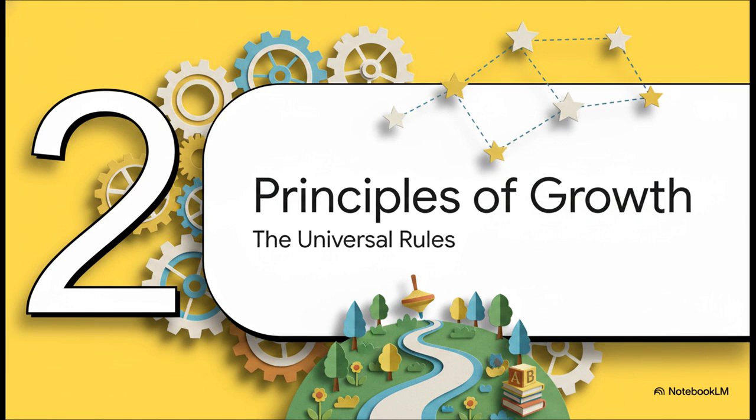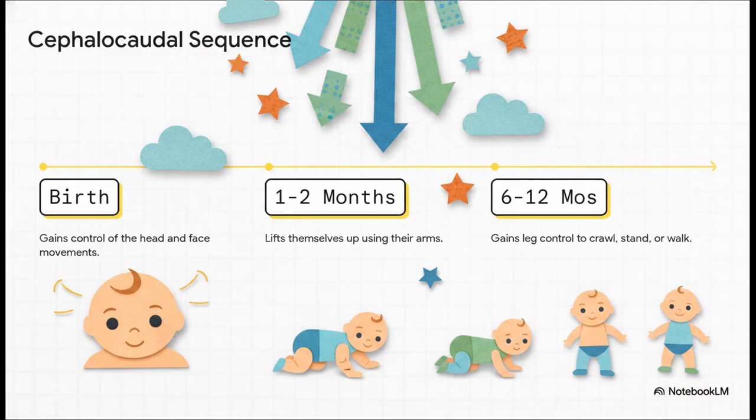Moving on to Part 2, the principles of growth, the universal rules. What we're looking at here brilliantly illustrates what scientists call the cephalocaudal sequence. That's a fancy term, but basically, notice how development predictably moves from the head downwards. It's fascinating. At birth, an infant first gains control of their head and facial movements. Then, by 1 to 2 months, you'll see them actively lifting themselves using their little arms. But it isn't until around 6 to 12 months that they finally gain the requisite leg control to crawl, stand, or walk. It's an incredibly orderly top-to-bottom process.